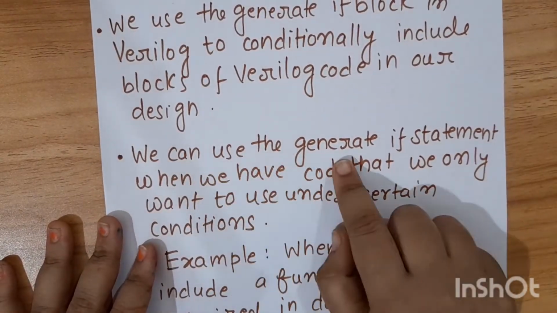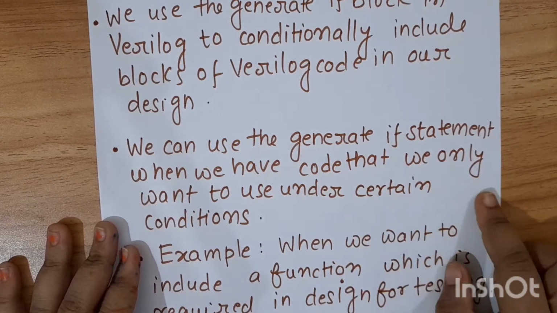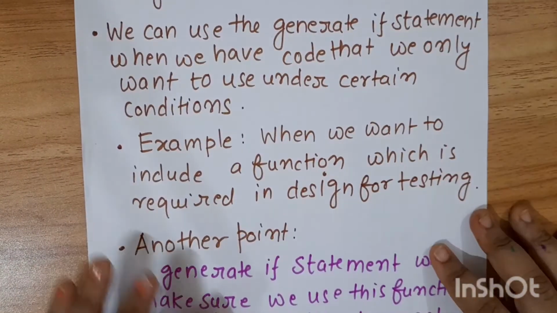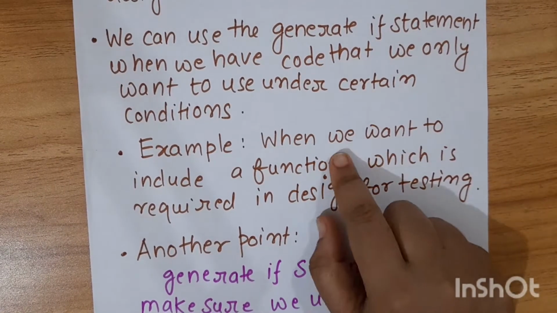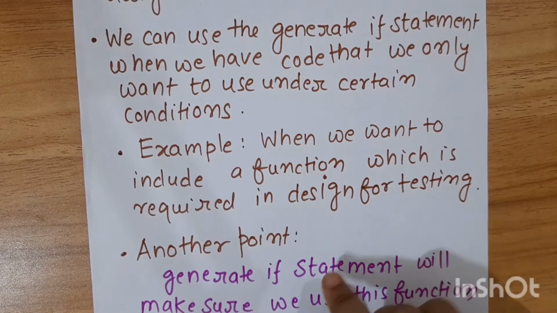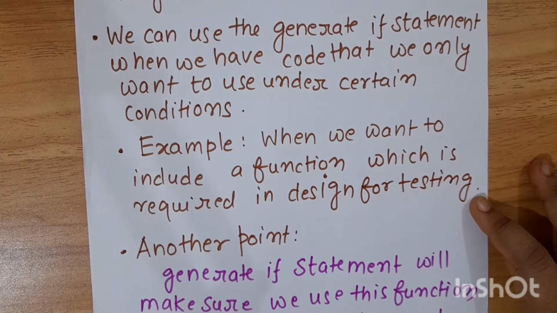We can use the generate if statement when we have code that we want to use under certain conditions, as I said. For example, when we want to include a function which is required in design for testing. So a particular test function is required when I want to see or test a certain piece of code. I will include it inside the generate if statement.